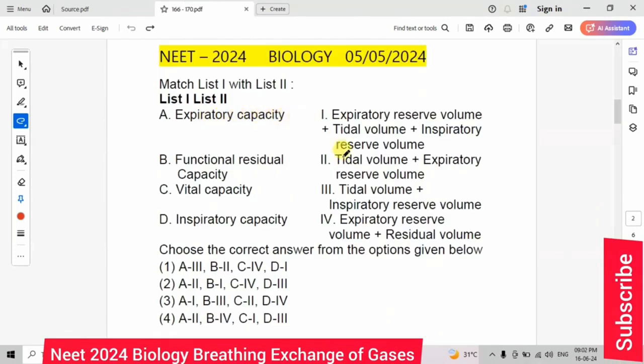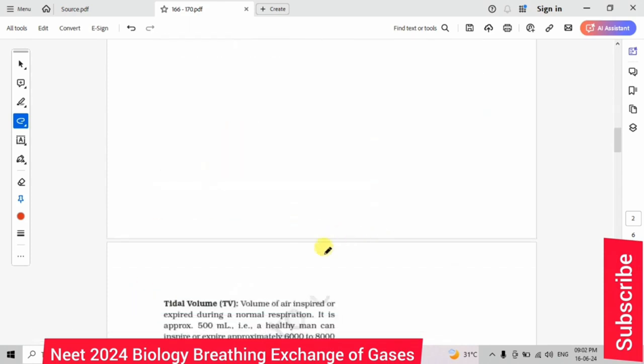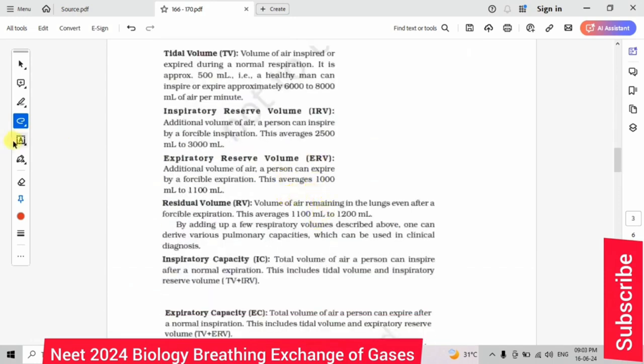Expiratory capacity, and it is 2, tidal volume plus expiratory reserve volume. Next, functional residual capacity, it is 4, expiratory reserve volume plus residual volume, ERV plus RV. Next, vital capacity, it is 1, ERV plus tidal volume plus IRV, inspiratory reserve volume. Next, inspiratory capacity, it is 3, TV tidal volume plus IRV inspiratory reserve volume. So the answer is option 4, 2413. And you can see the NCERT lines and NCERT topic here in detail for each concept from the chapter known as breathing and exchange of gases.